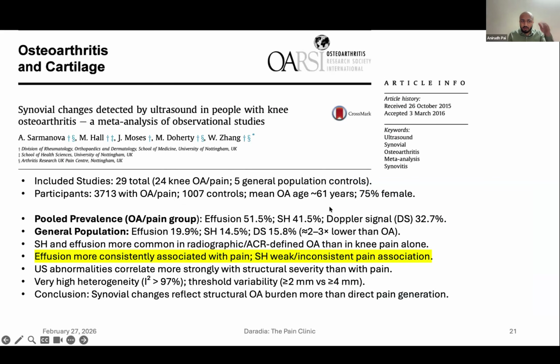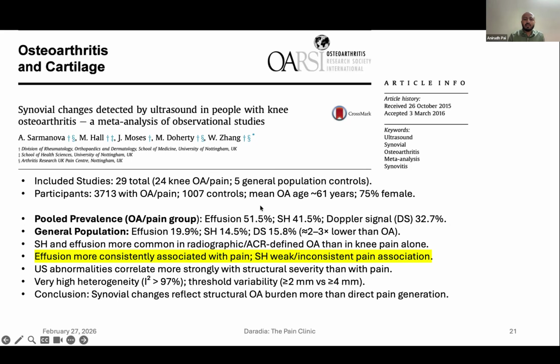This was another study. This is basically a meta-analysis of observational studies. They included 29 studies with over 3,700 patients with osteoarthritis of the knee, and they wanted to see if there was any ultrasound-detected inflammation. They noticed that around 52% of patients had effusion, synovial hypertrophy was present in 41%, and Doppler signal was detected in around 33%. And they also noted that effusion was more consistently associated with pain.